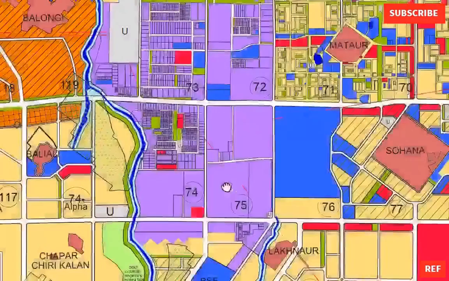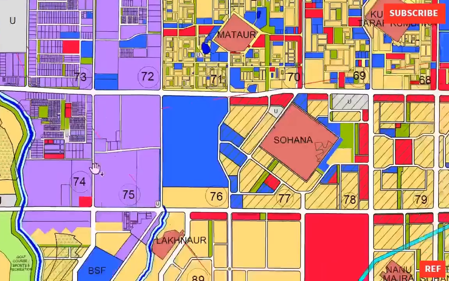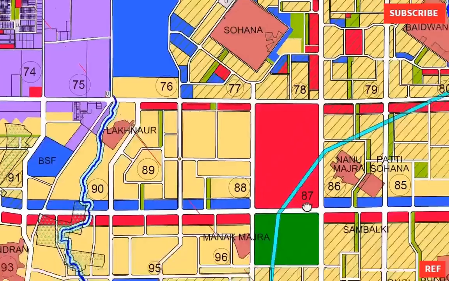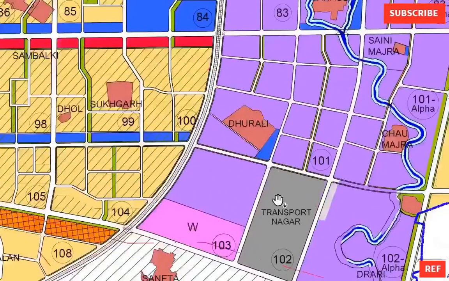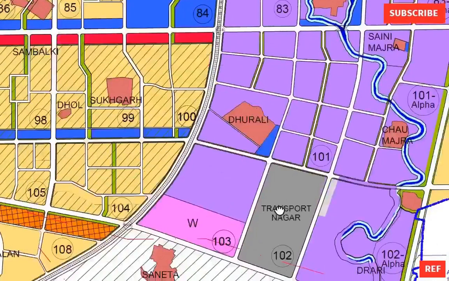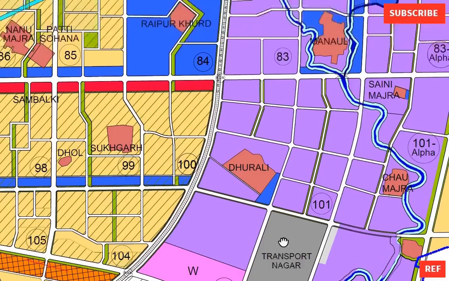Here we are seeing some grey colored area also. This grey colored area is the area reserved for transportation purposes. It's written as Transport Nagar. So this area is primarily located in sector 102. It is generally reserved for logistic companies, courier companies, some cargo companies and similar kind of companies.